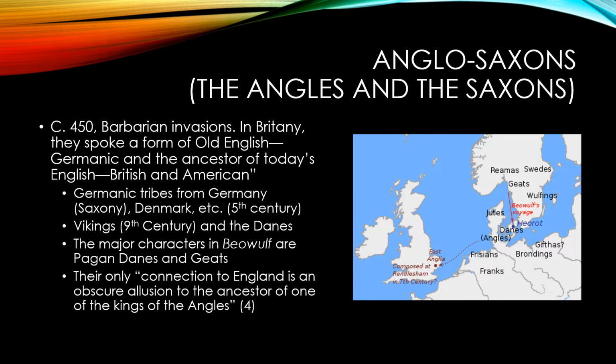Then we have the Vikings in the 9th century and the Danes, and these are the major characters in Beowulf. They're pagan Danes and Geats. Their only connection to England is an obscure allusion to the ancestor of one of the kings of the Angles. So look at the map to the right, and you can see where the Geats are, that would be Sweden. That is where Beowulf is, and he takes the voyage south to Heorot.